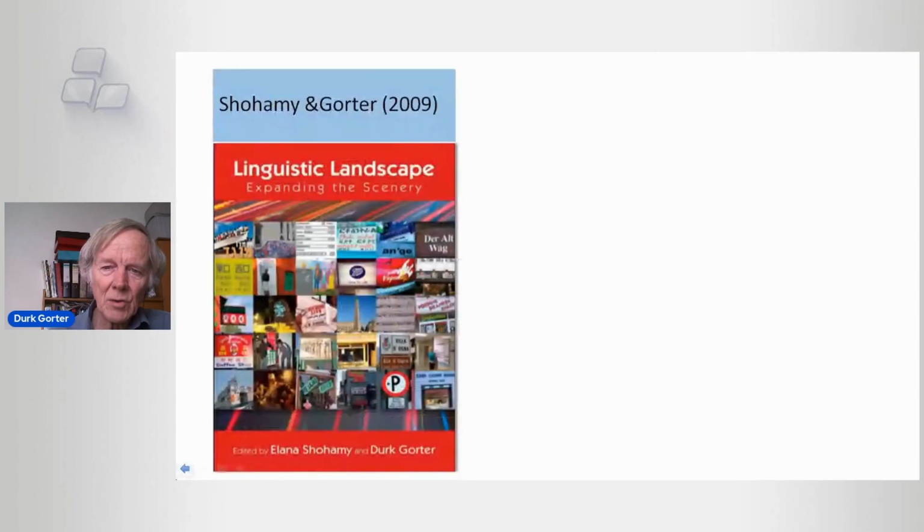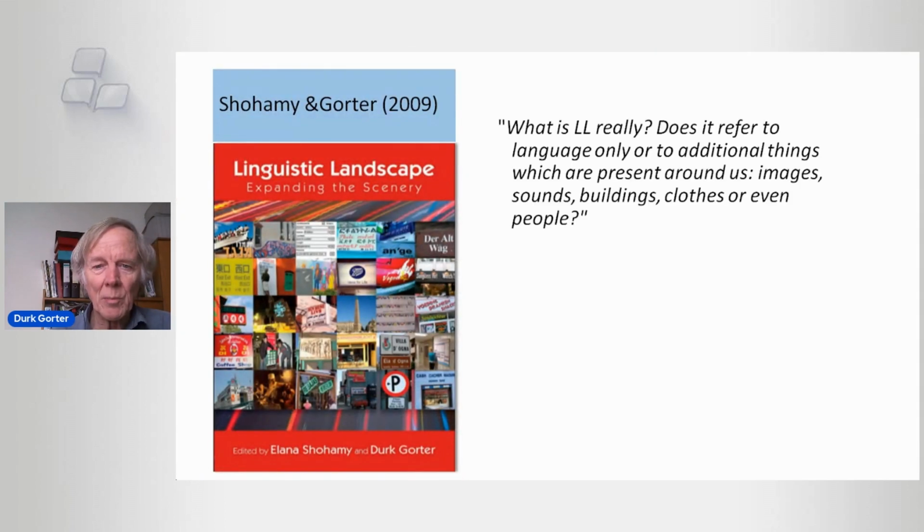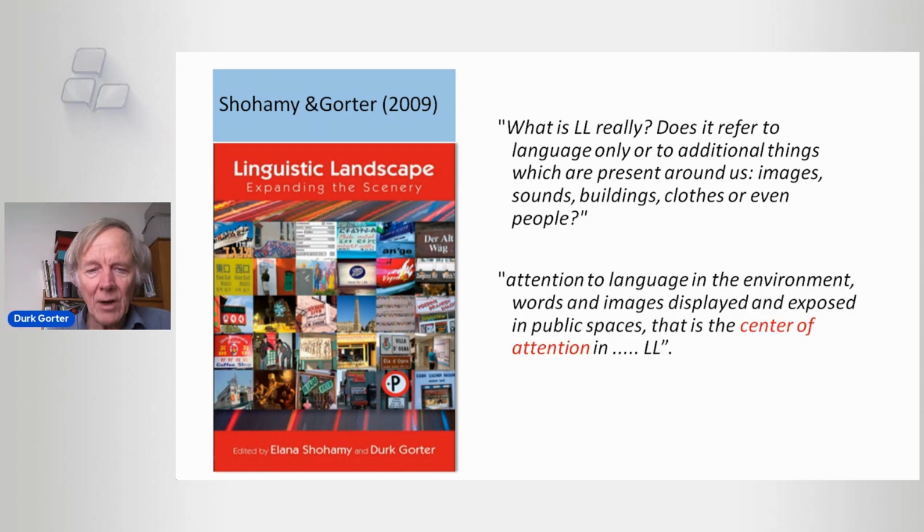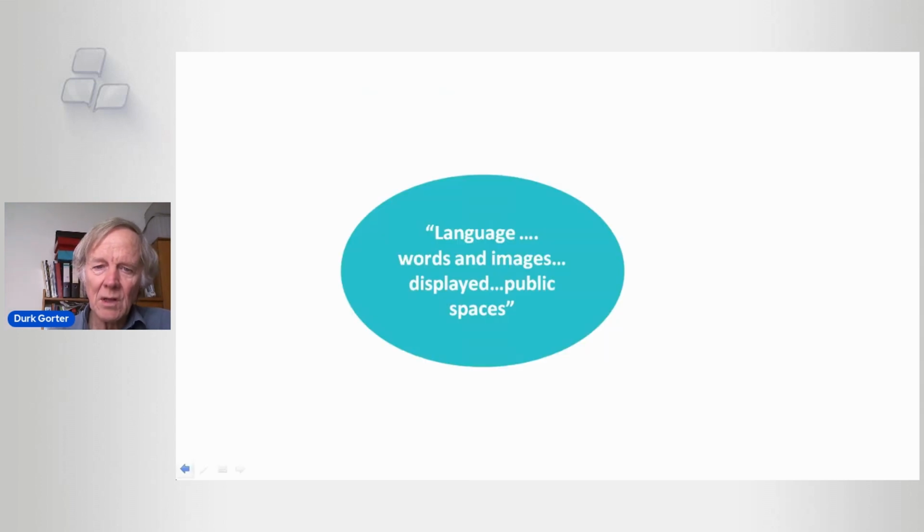But still, you could wonder, and we did that in our book, which we published some years ago, what is the linguistic landscape really? Does it refer to language only or also to additional things which are present around us, such as images, sounds, buildings, clothes, or even people? And our answer to that question was that it is the attention to language in the environment, the words and the images displayed and exposed in public places, that is at the center of attention in the linguistic landscape. So this is about linguistic landscape, language, words, and images displayed in public spaces.